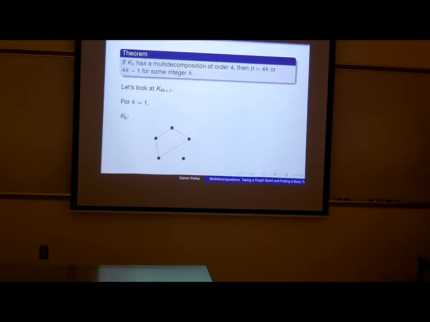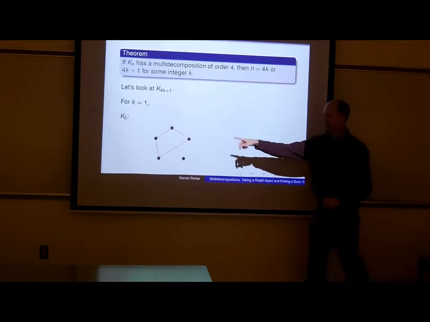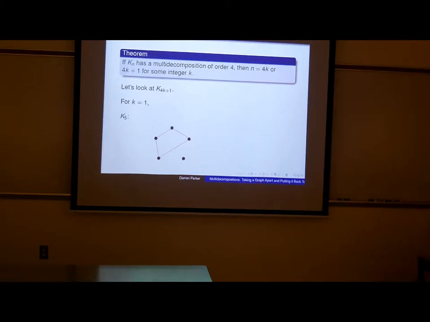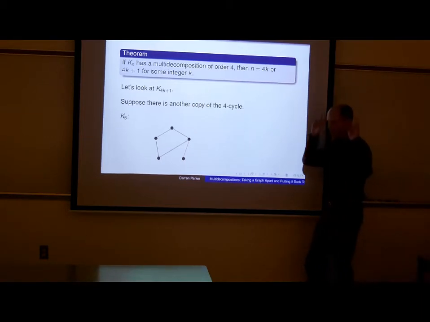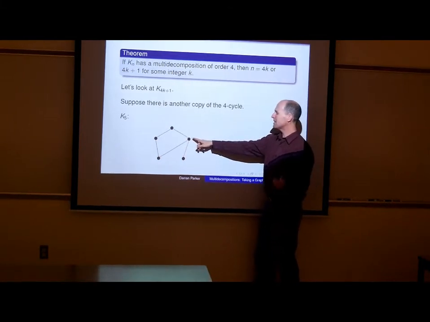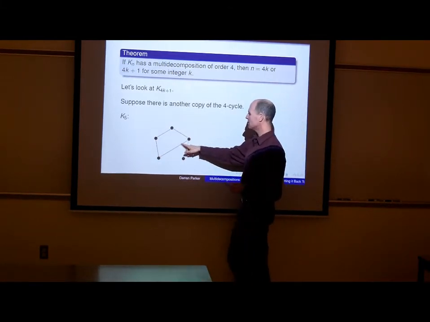Now my first question is, can I fit another 4 cycle in? Well, I certainly can't fit it in using those same 4 vertices. So at least one of the edges of my other 4 cycle has to be that red one over there. And in fact, what I'm going to do is keep walking along my 4 cycle until I get back to where I started. So here's my first part of my walk. Now for my second one, I can't go there, it's been taken. Can't go there.